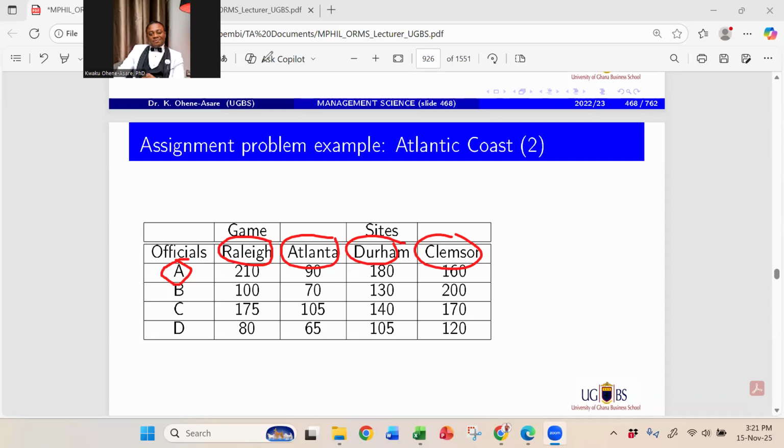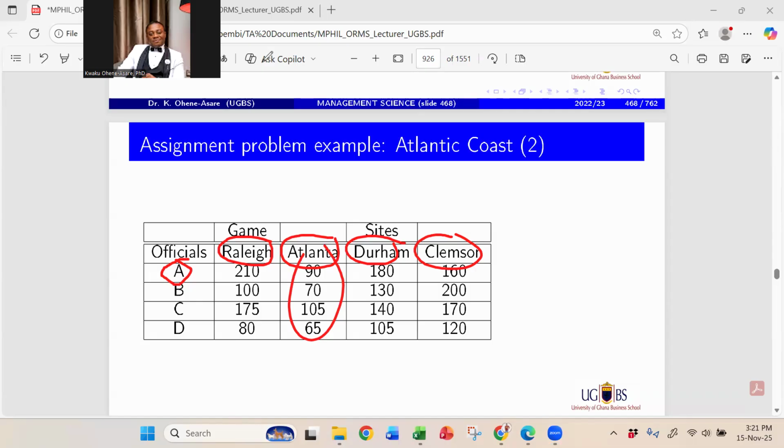All right, so officials B. If you look at this carefully, they can't all go to Atlanta, even though it looks like they should all go to Atlanta. So we have to assign them in such a way that we are minimizing total distance. So what is the first thing to do?